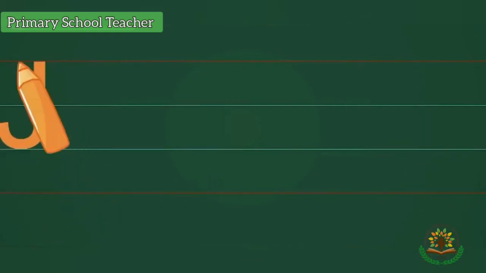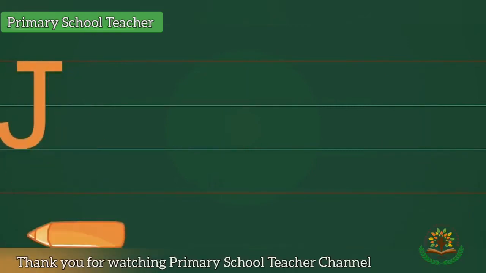Now we will write J. Standing line with a small curve. One sleeping line makes J.